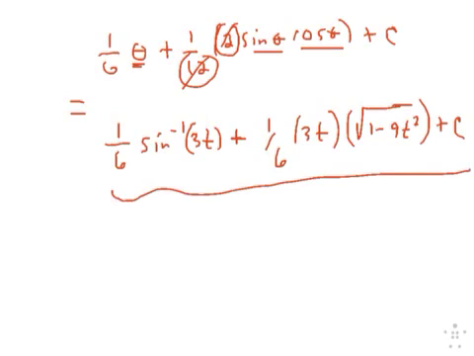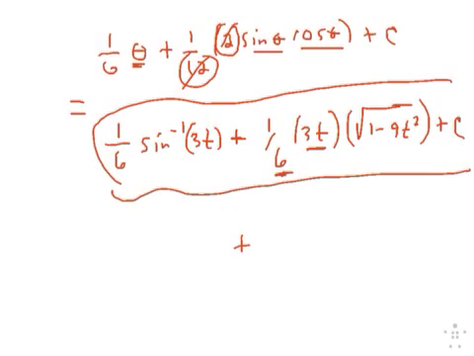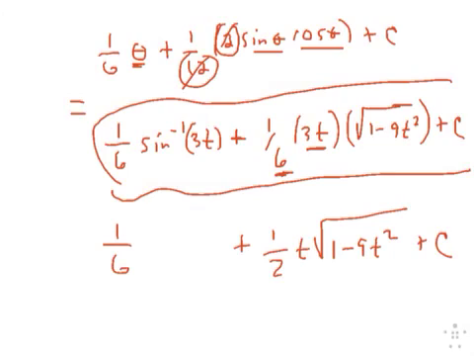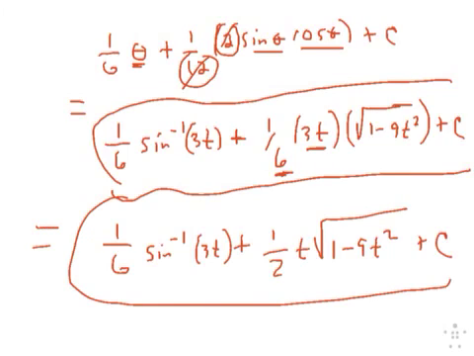Now if you arrive here, I'm very happy. You could keep cleaning though. 3t and 1/6 are going to reduce down to 1/2. So you could go 1/2 t times the square root of 1 minus 9t squared, plus 1/6 inverse sine of 3t, plus c. So you could keep cleaning that a little bit more to get to here.